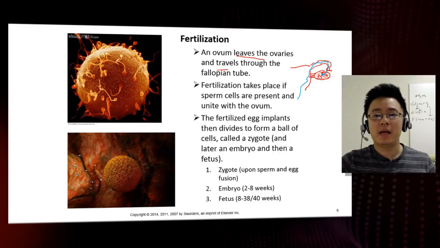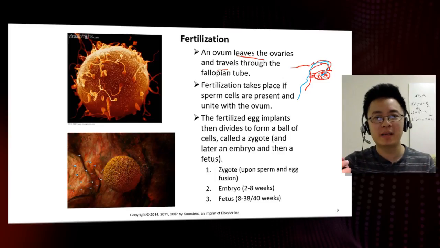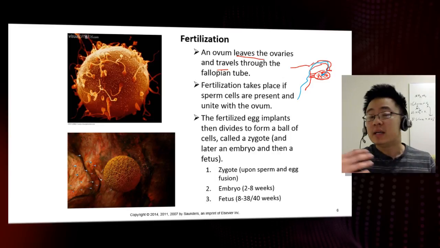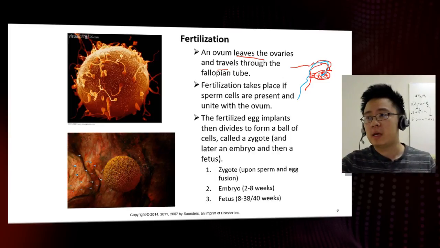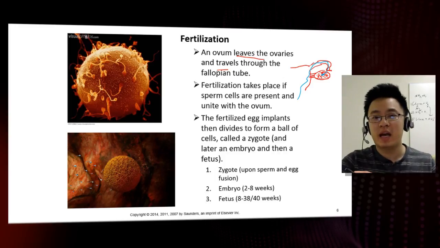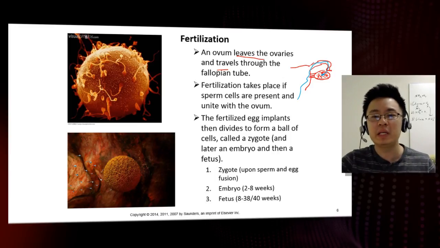All right, so the fertilized egg here implants, then divides to form a ball of cells known as a zygote, and then later the embryo, and then the fetus. Now, there is some discrepancy between biology and medicine on the definition of an embryo and a fetus. Some biology textbooks say that the embryo begins as soon as an egg cell is fertilized. In our text, we're just going to follow the definition in our textbook, where the zygote forms immediately when the sperm and the egg fuse together.